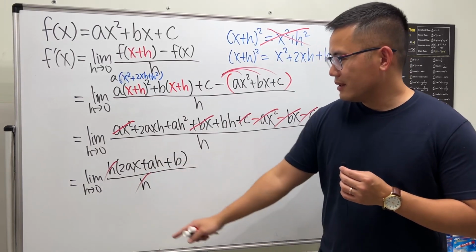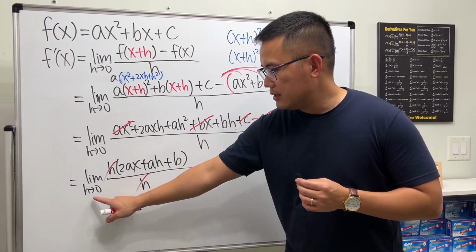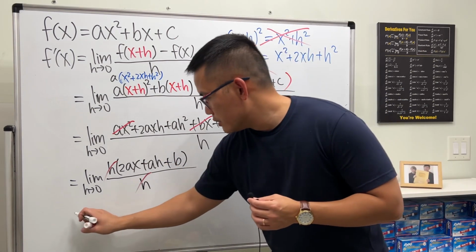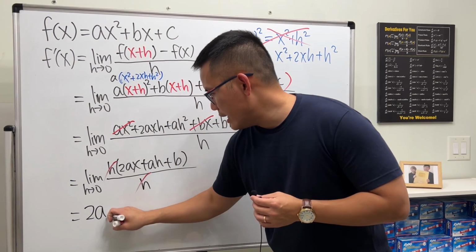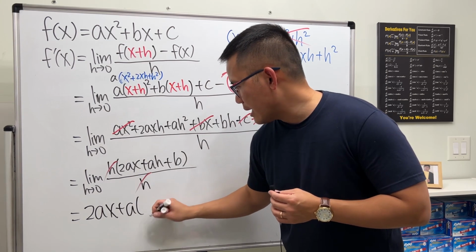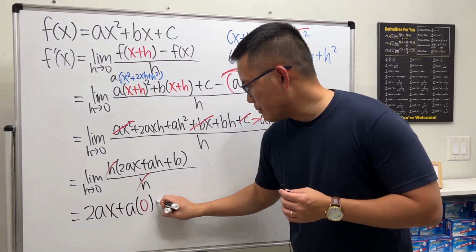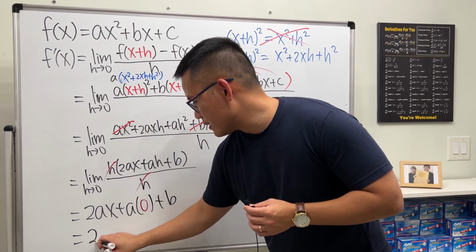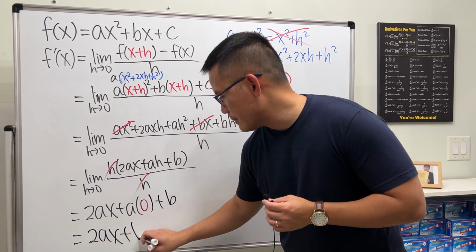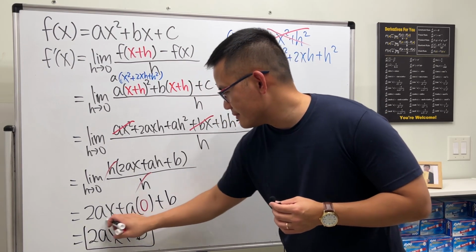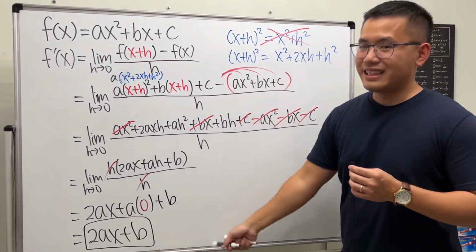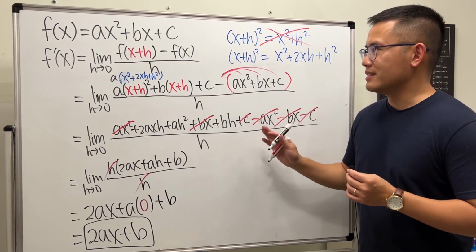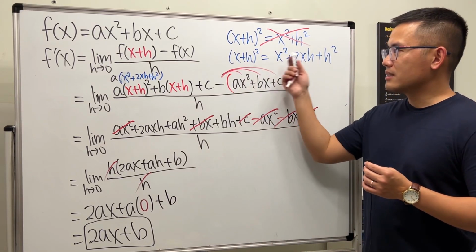That's pretty much it. Finally, don't forget, this is h approaching 0. Be sure you put 0 into this h. So we get 2ax plus a times h, which is 0, and then plus b. That's of course 0. So final answer 2ax plus b. With that, we are done. This is a long question, so make sure you practice, all right? And again, don't make this kind of mistakes.